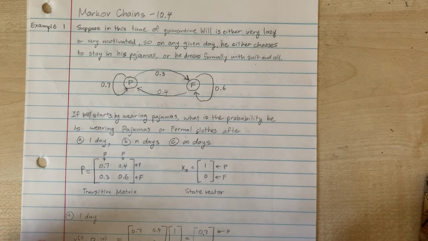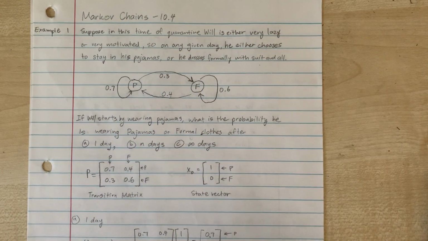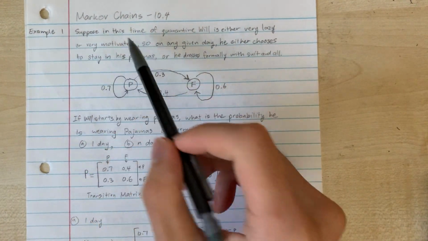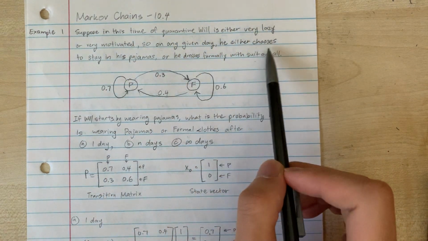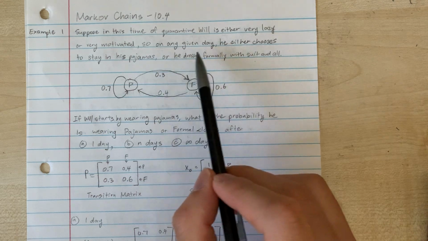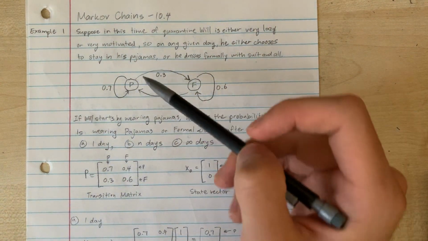To go about our study of Markov chains, what we're going to do is look at a couple of examples. The first example reads: suppose in this time of quarantine, Will is either very lazy or very motivated. On any given day, he either chooses to stay in his pajamas or he dresses formally with a suit. I have this little diagram here depicting the situation.